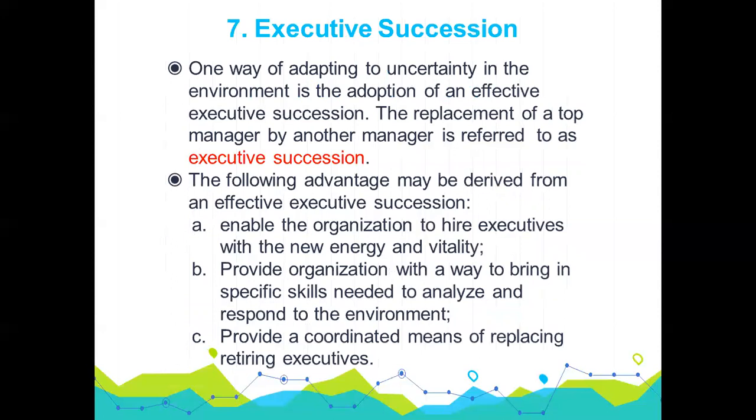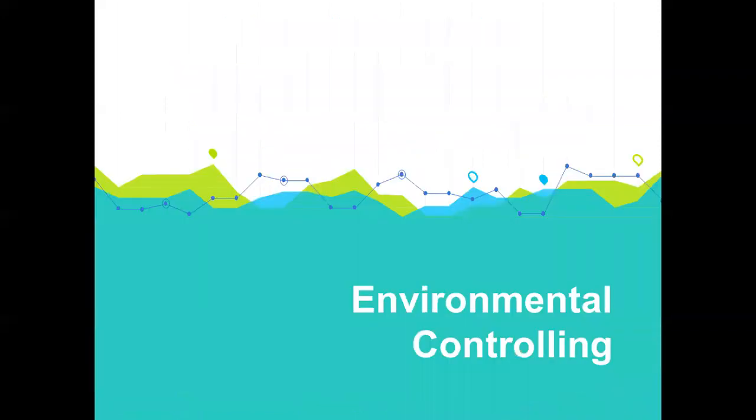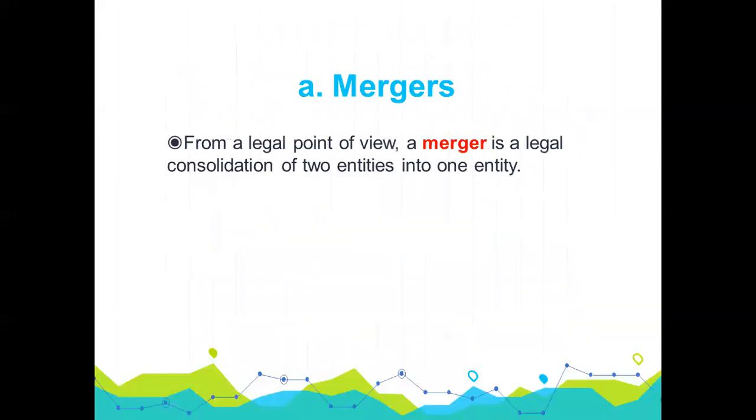Another is executive succession. One way of adapting to uncertainty in the environment is the adoption of an effective executive succession. The replacement of a top manager by another manager is referred to as executive succession. The following advantages may be derived from effective executive succession: enable the organization to hire executives with new energy and vitality, provide the organization with a way to bring in specific skills needed to analyze and respond to the environment, provide a coordinated means of replacing retiring executives, environmental controlling, creating favorable linkages.